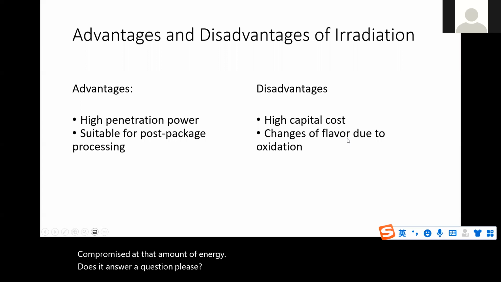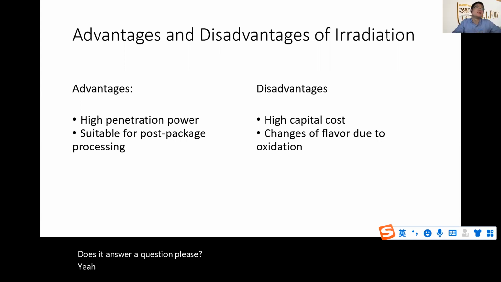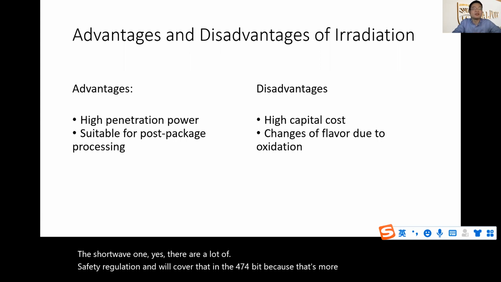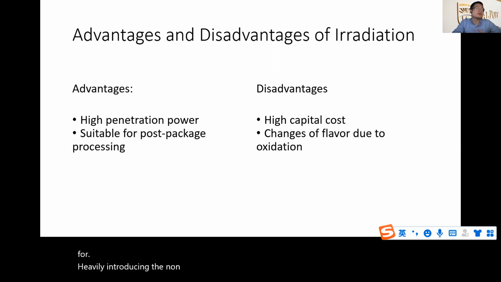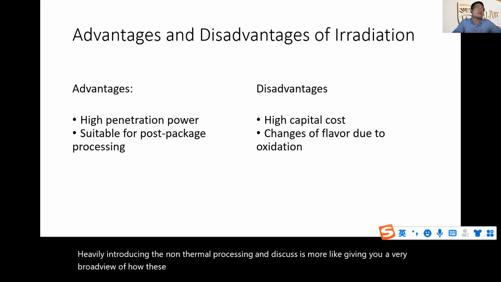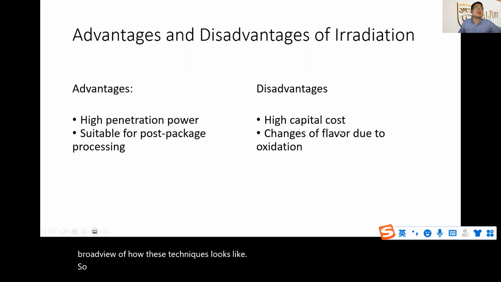Yeah, and I was also curious, when it comes to use of such equipment, are there special safety precautions for either the radiation or the shortwave or the long wave? For the shortwave one, yes, there are a lot of safety regulations, and we'll cover that in the 474 class, because that's more specifically designed for heavily introducing the non-thermal processing, and this class is more like giving you a very broad view of how these techniques look. So those will not be covered that much in this class.